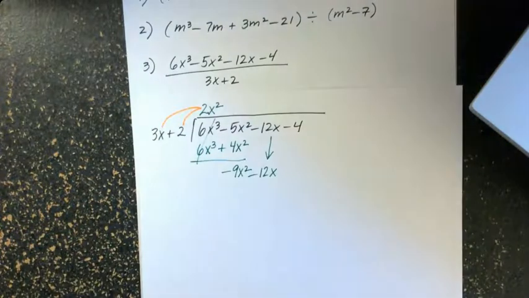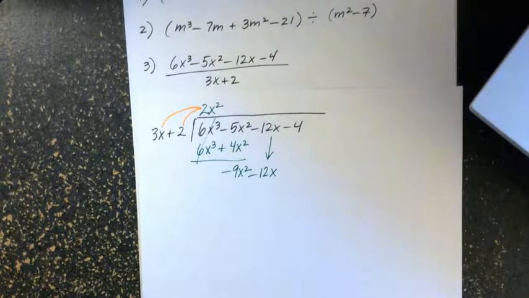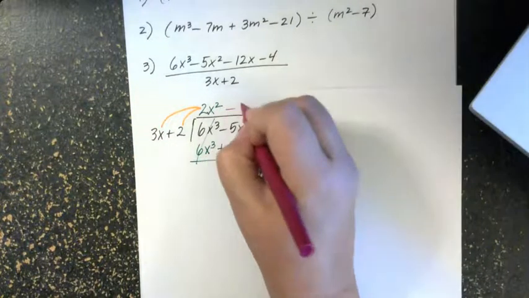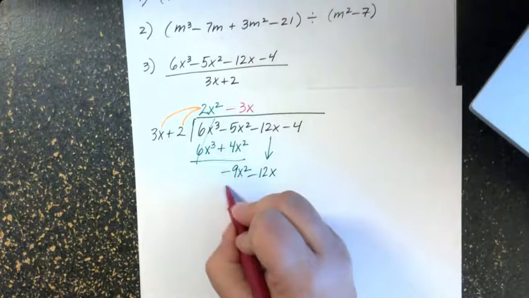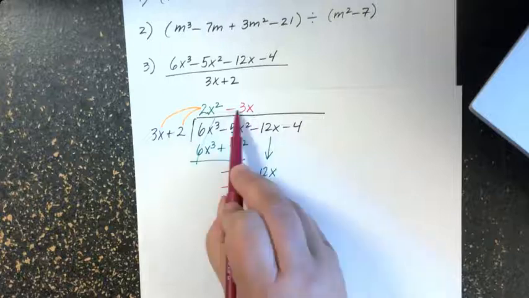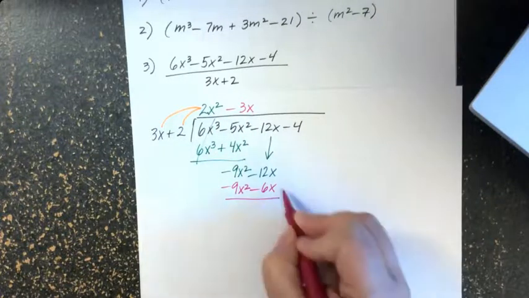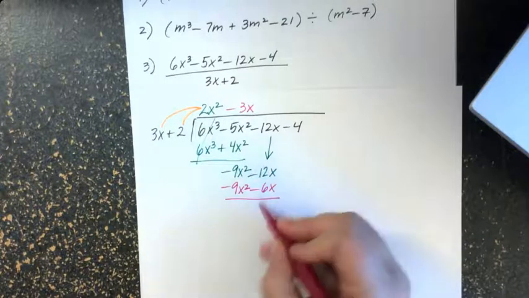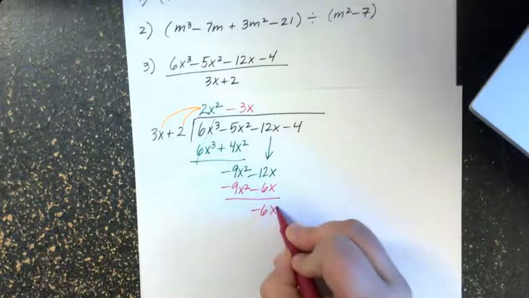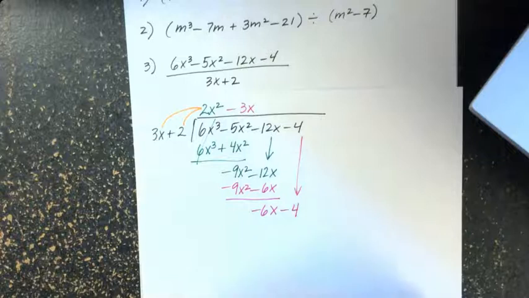Next question is 3x times what gives me negative 9x squared? Well, that would be a negative 3x. So negative 3x times 3x gives me negative 9x squared. Negative 3x times 2 gives me negative 6x. I'm going to subtract. Negative 12 minus a negative 6 is negative 12 plus 6, which is negative 6. And I can bring this down.